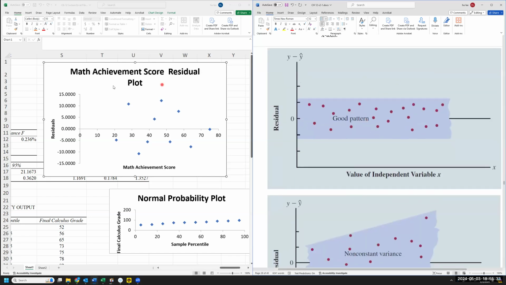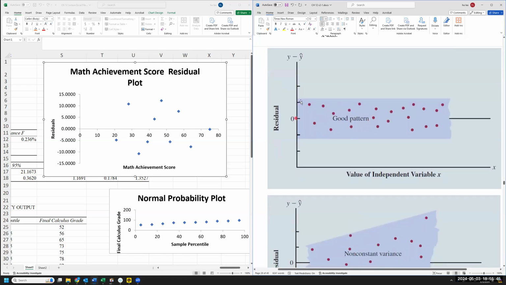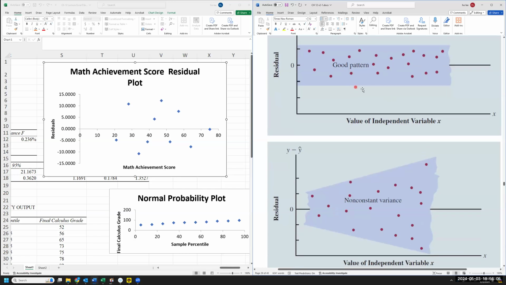This is similar to here, where you have x measured on the x-axis and the residuals on the y-axis. You can see this is a good pattern where, as x increases, the residuals bounce around like a cloud around 0, and they're all about the same distance away, negative and positive. That's what we're looking for.